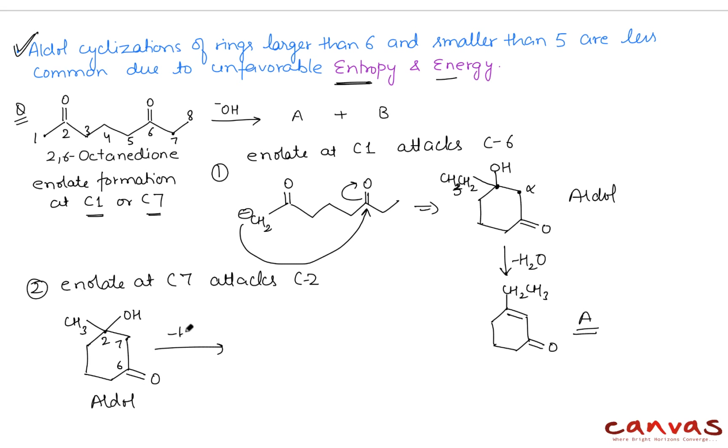And if you proceed with the dehydration step, then what you're going to get is alpha beta unsaturated. Now this is your B. Now you have to decide which among these two is major product. Are we missing anything in this?